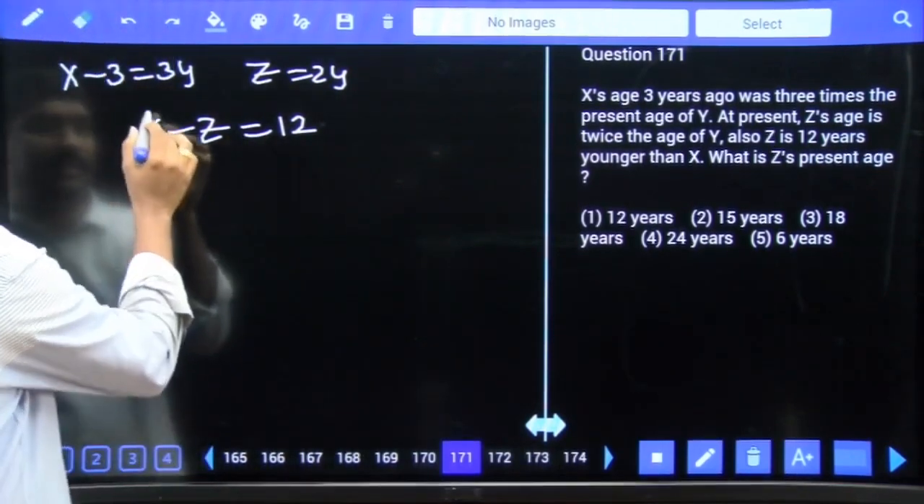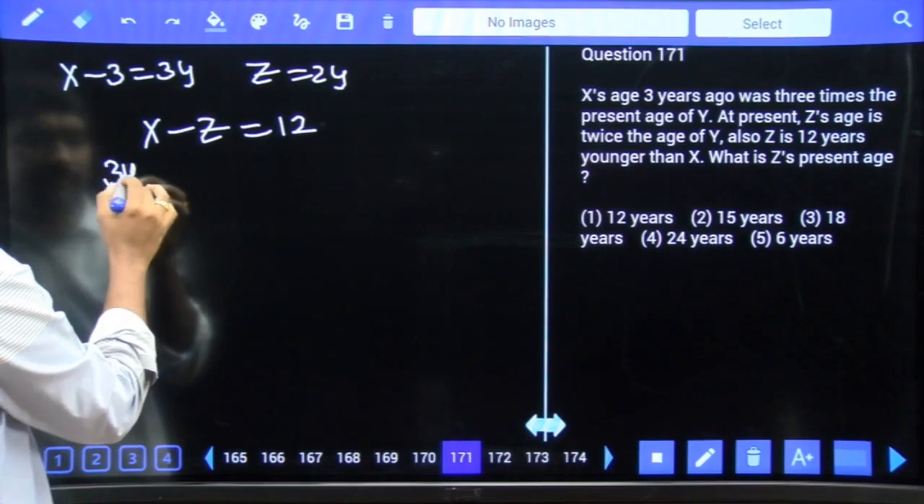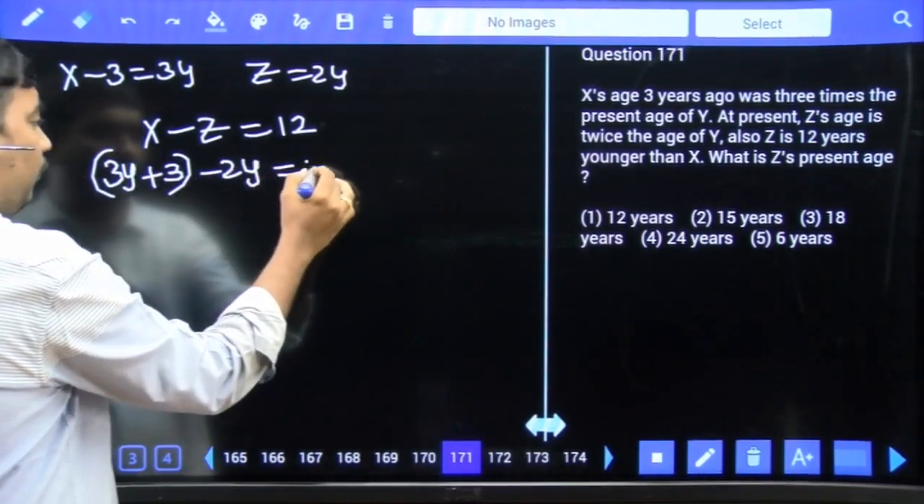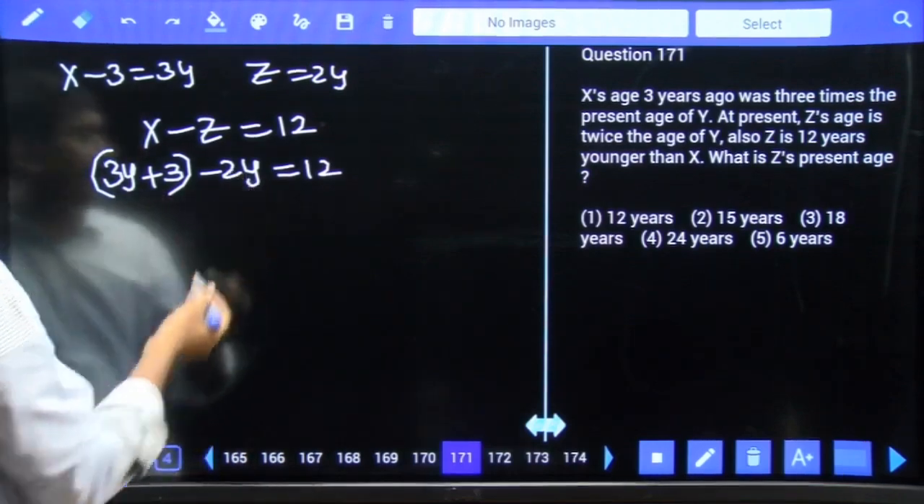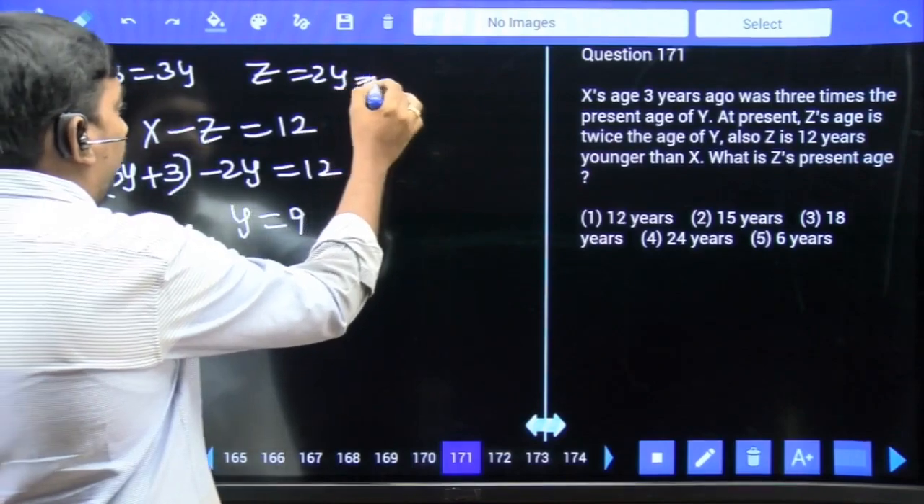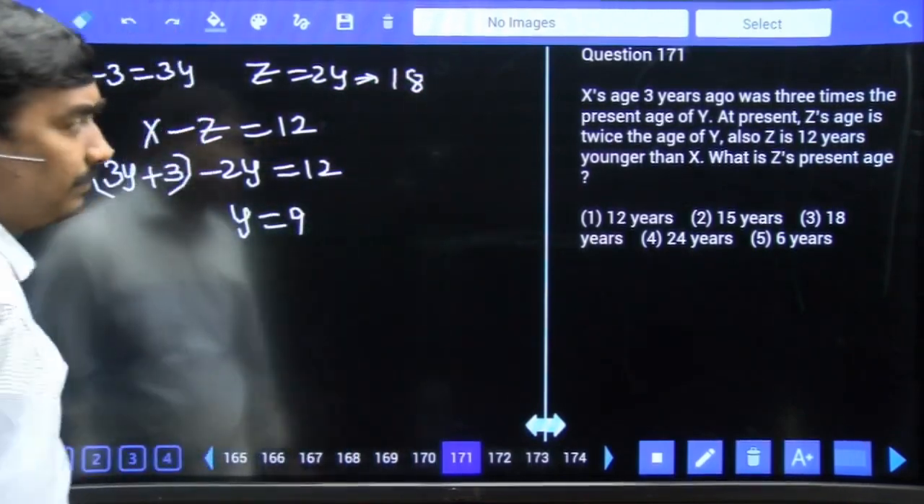Already, in place of X we can write 3Y plus 3. So 3Y plus 3 minus Z, which means 2Y, is equal to 12. 3Y minus 2Y means Y is equal to 9 years. Z means 2Y, 2 nines are 18 years.